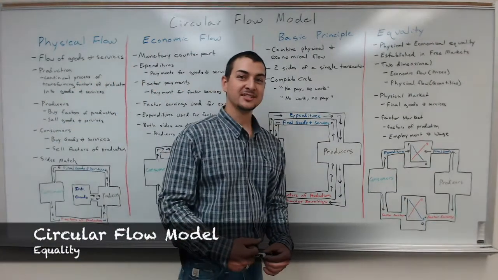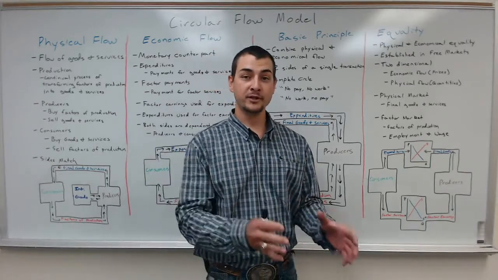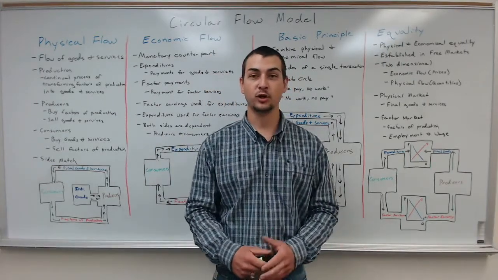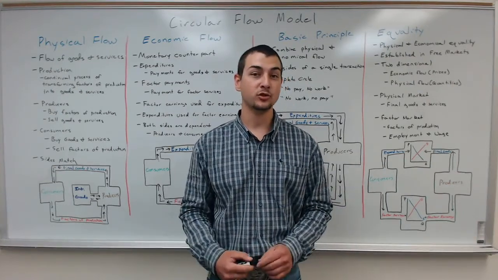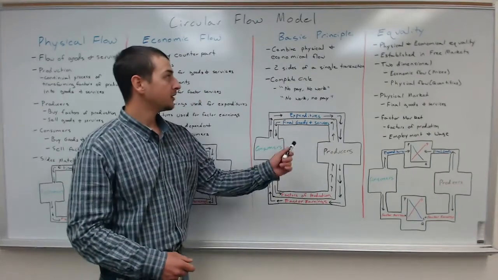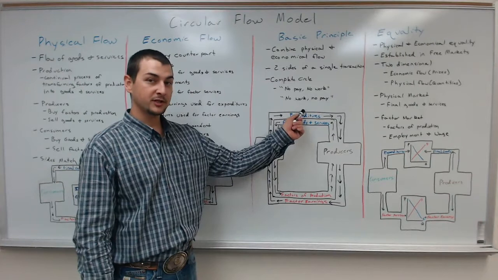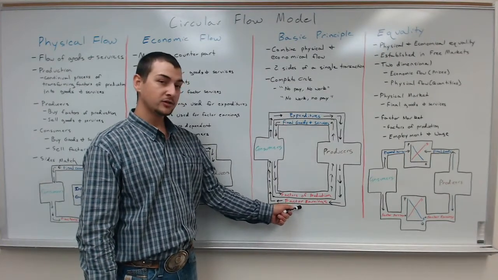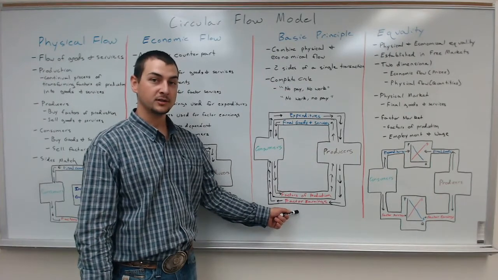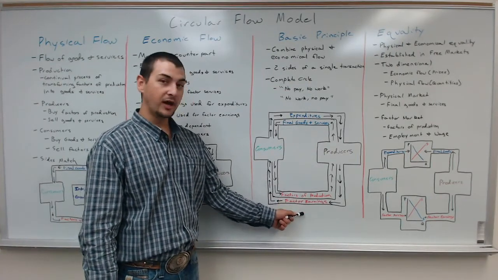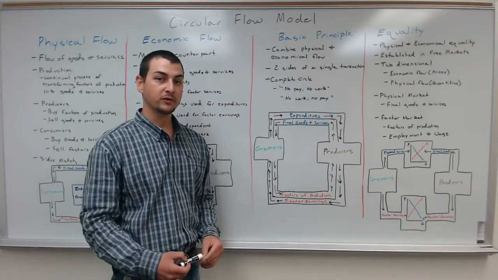This leads into the last aspect of the circular flow model, and that is the equality between the physical value and the economical value of goods and services or of factors of production that are being traded. So we've already said under the basic principle that you're only going to trade your goods and services for expenditures, and you're only going to trade your factors of production for factor earnings. Well, these need to be equal in value before you'll ever make a deal, before you'll ever trade.